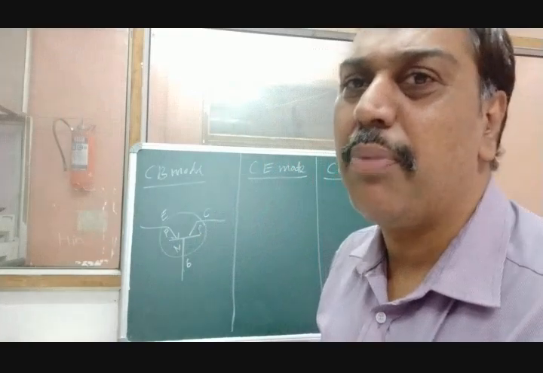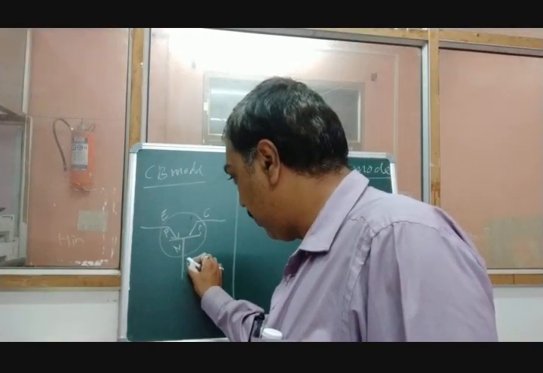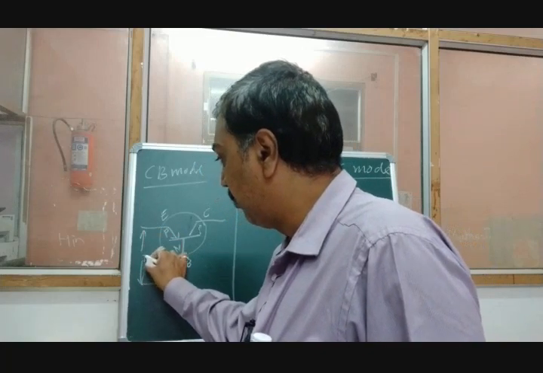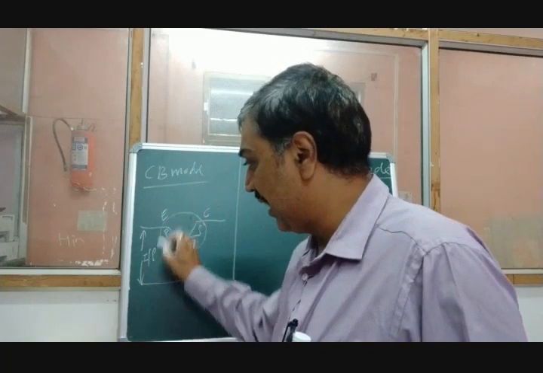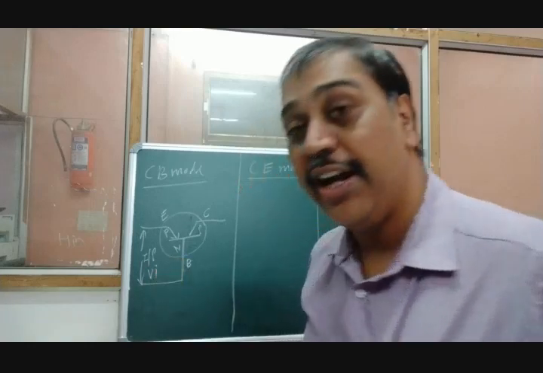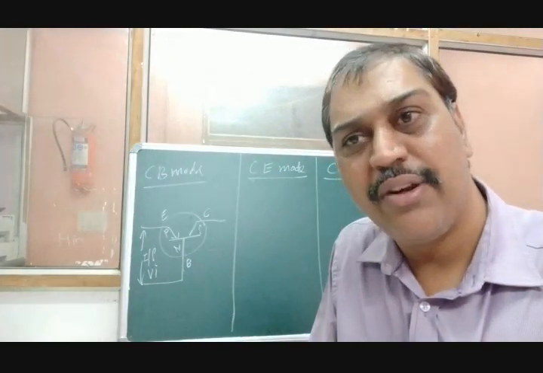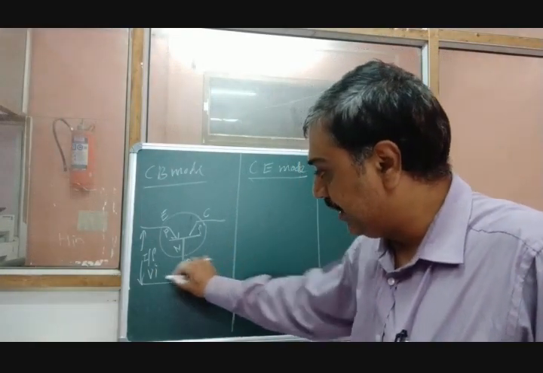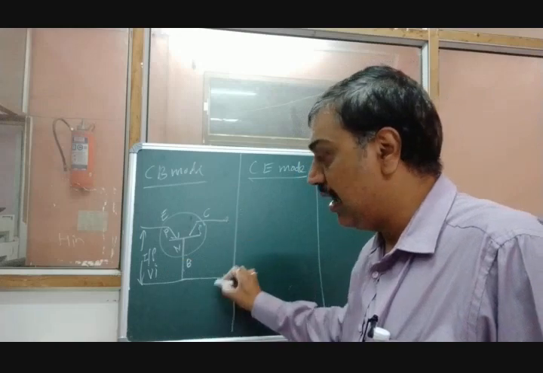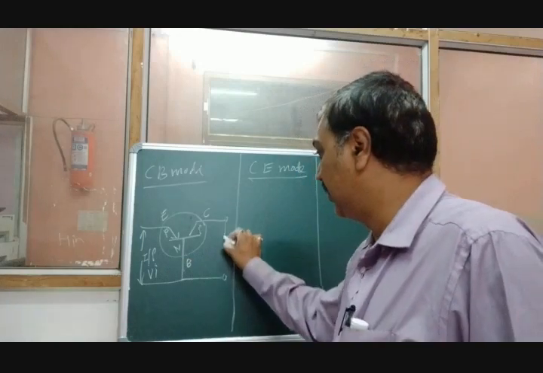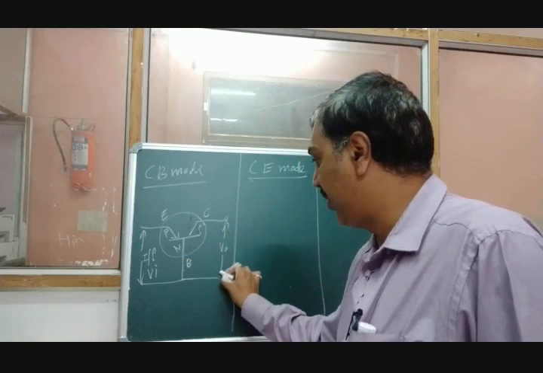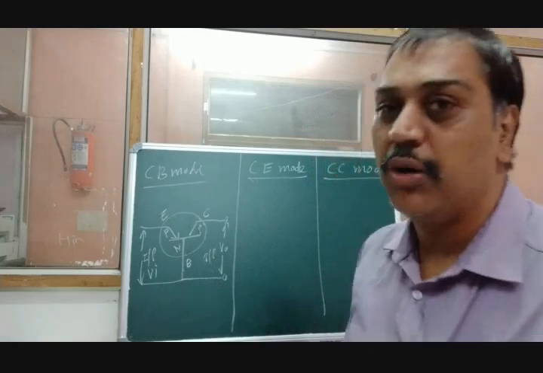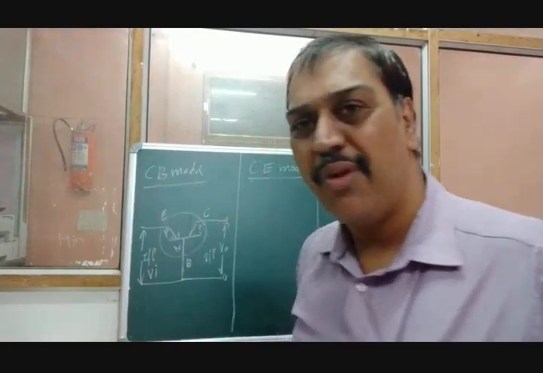Now how to apply the input? Take this same base to the input. Apply this input between base and emitter. That is, suppose VI, input voltage. At the same time, when you want to take output, take a base common here and here. So take an output between collector and base. This is the output represented by VO, and in this case, this base is common at the input and output. That's why it is said to be common base mode.